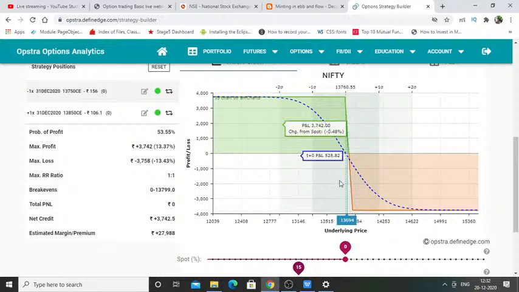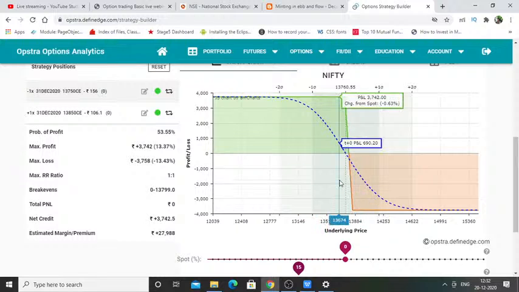So this is about hedging. Simply, you have to hedge your position, which means you have to maintain one buy for every sell, so that you can avoid something. If something bad happens, you can avoid the unlimited losses and you can limit your losses. That is option hedging.